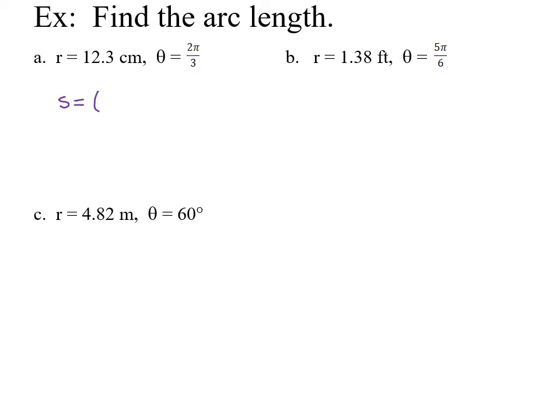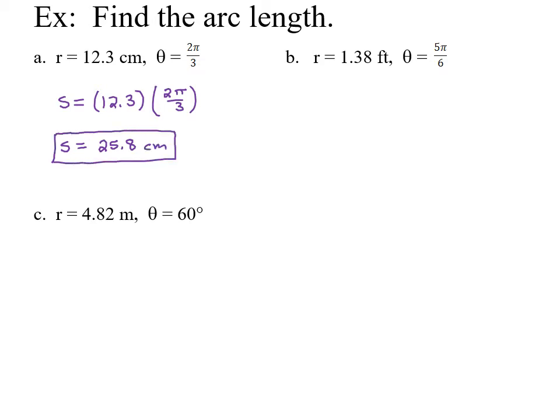I'll say that S equals R, 12.3, times theta, the 2 pi over 3. I'll go to my calculator over here that you all can't see, but it's there, trust me, and do 12.3 times 2 times pi divided by 3. And I'll get that my arc length, they have 1 decimal on the radius, so I'll do 1 decimal as well. It'll be 25.8 centimeters. And notice the arc length and the radius have the same unit.